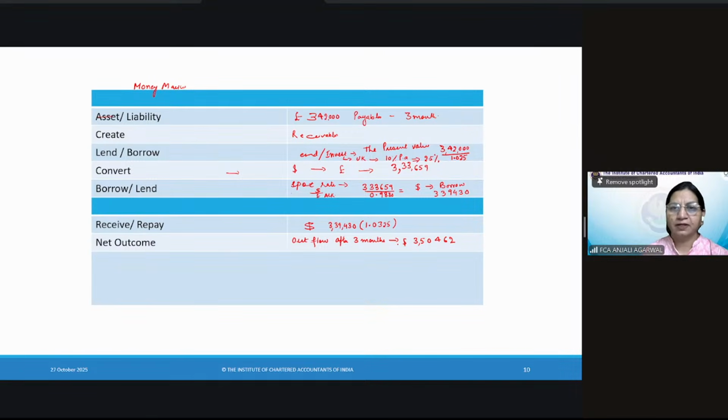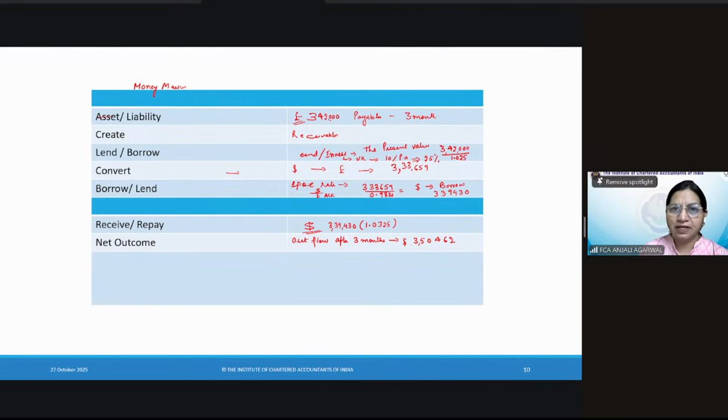Now, how money market hedge has worked? We had a liability to pay 3,42,000. So no matter what is the exchange rate, it will not matter to us. We had converted our liability in a foreign currency into a liability in our home currency. How? Whatever the payables are, you create exactly same receivables in the same currency. So if you have to create receivables, you need to make an investment in that currency today.